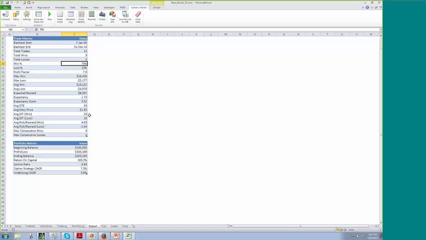Interestingly too, the average days in DTE was 53, but the average DIT for a winner was only 23 days. So it was a little less than half. Compare that with the long system, which is an interesting thing. But notice here, let me show you the chart because that's probably the best thing here.